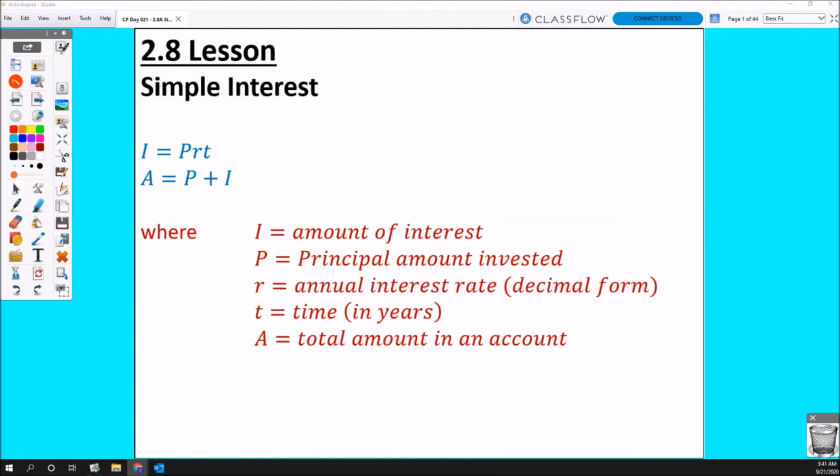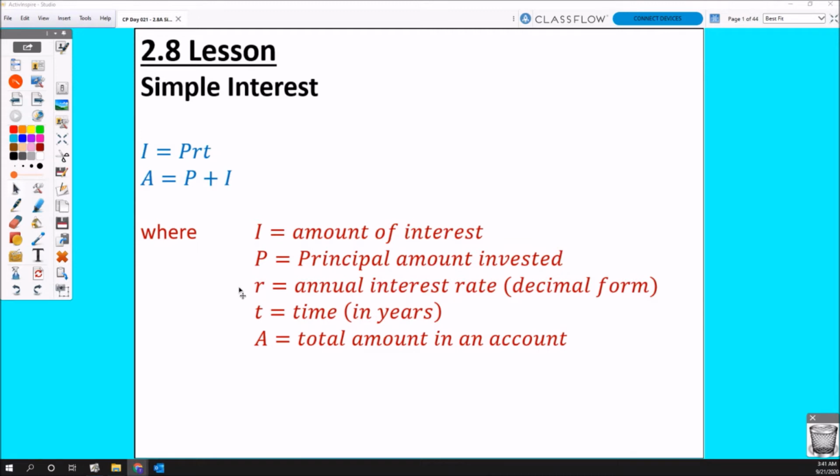So when dealing with simple interest, we're going to be dealing with these two formulas. I equals PRT, meaning P times R times T. And the second formula, A equals P plus I, where I stands for the amount of interest, P is the principal amount invested, meaning the original amount that was invested from the very beginning.